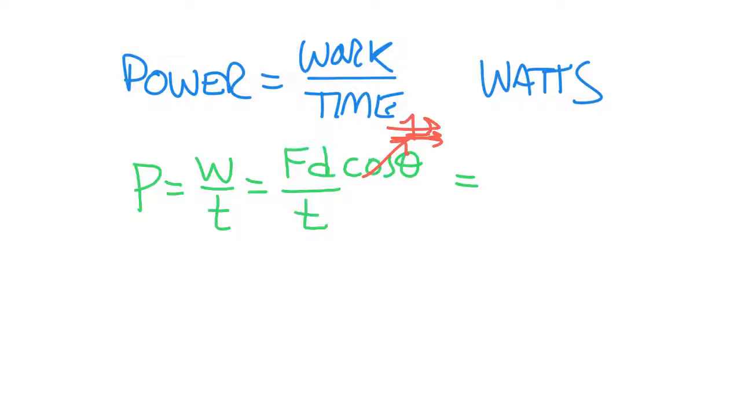And hidden in here is something else that we know. We can see that we have distance divided by time. So what we get is that power is equal to force, and distance divided by time is velocity. So we can solve for power by using force times velocity.